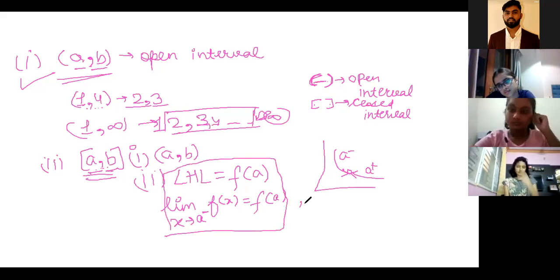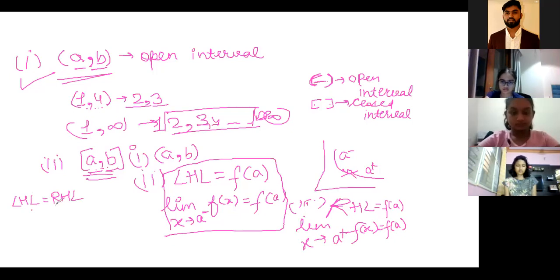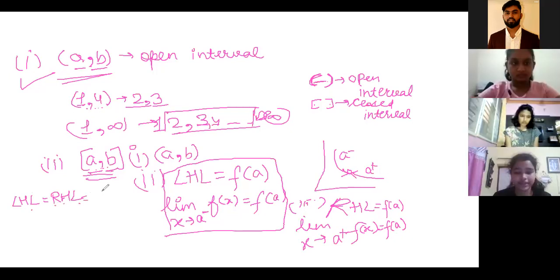And also one more condition should be satisfied. The third one over here is RHL should also be equal to fa, which means limit x tending to a plus fx should be equal to fa. So by combining all these three things that we have studied in this part, we can say that LHL should be equal to RHL, which means left hand limit should be equal to right hand limit, and it should be equal to the value of the function at point a.